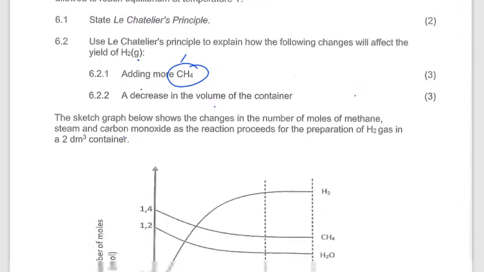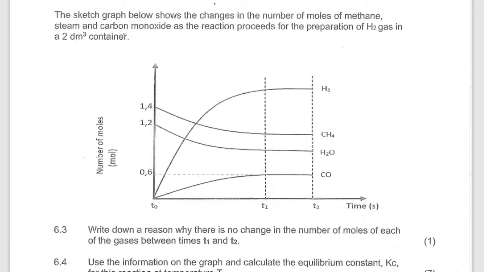What about the graph? I brought a similar graph before you wrote your paper, and let's look at it. I said that this was the simplest graph they have ever brought when I was explaining that, and it definitely is the same graph which came. They're saying that the sketch graph below shows the change in the number of moles of methane, the steam and the carbon monoxide as the reaction proceeds for the preparation of hydrogen gas in a 2 decimeter cubed container.